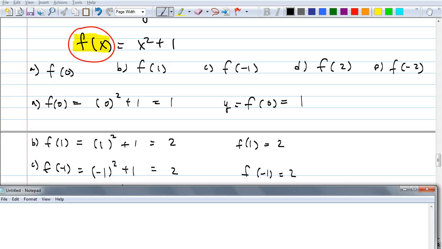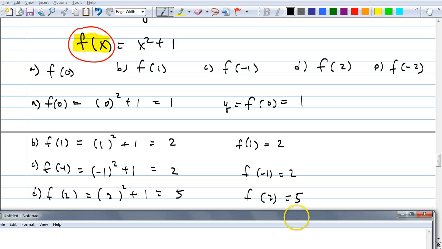5? Okay, you're right. How'd you get 5? 2 squared plus 1. Exactly. 2 squared plus 1, 5. Now, William, what'd you get for f of negative 2? 5 again, because negative 2 squared is positive 4, right?